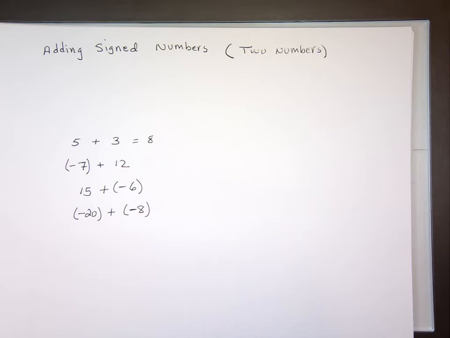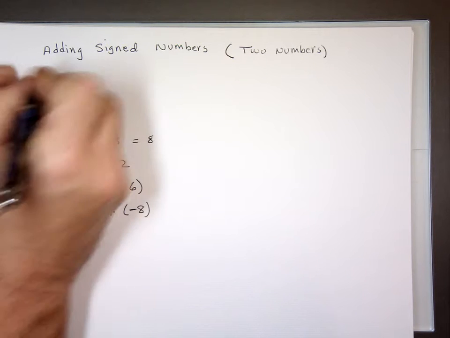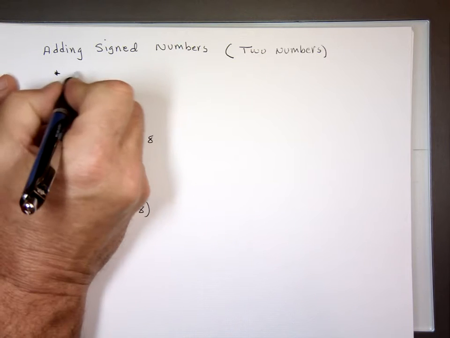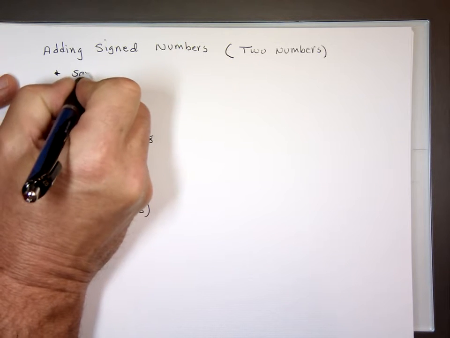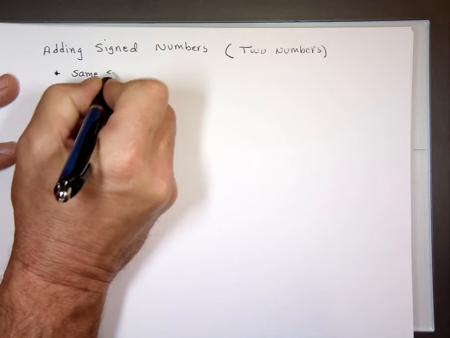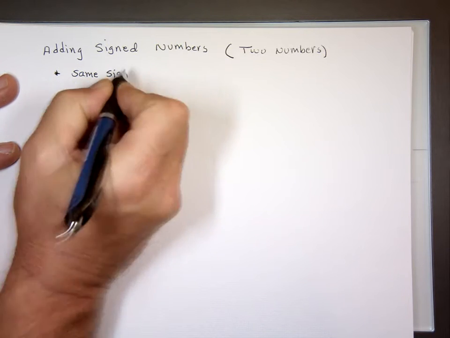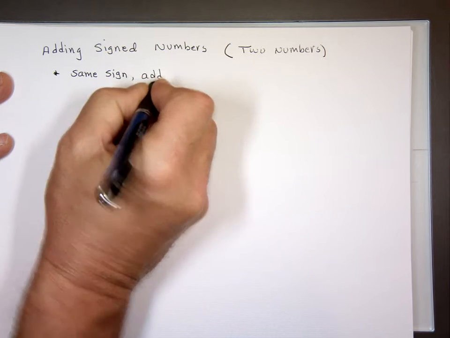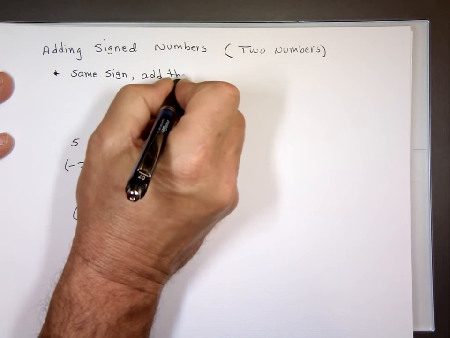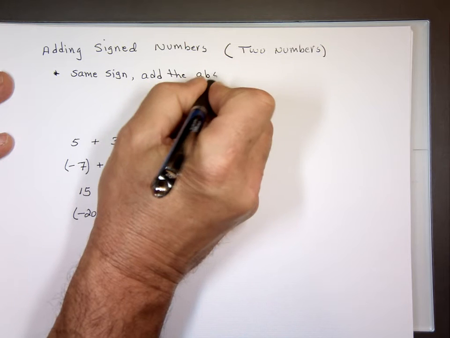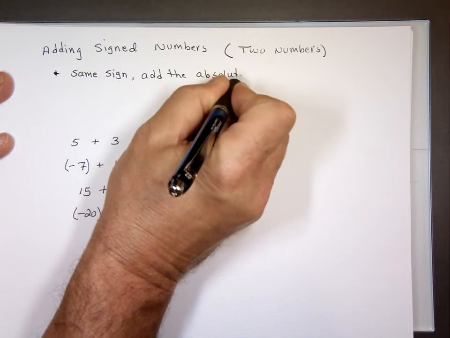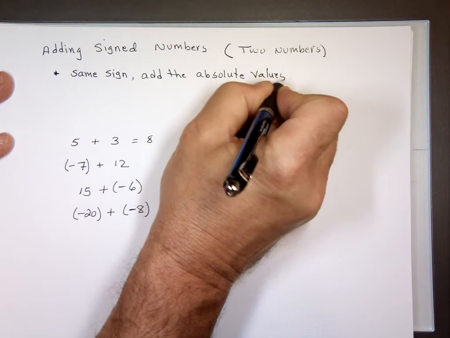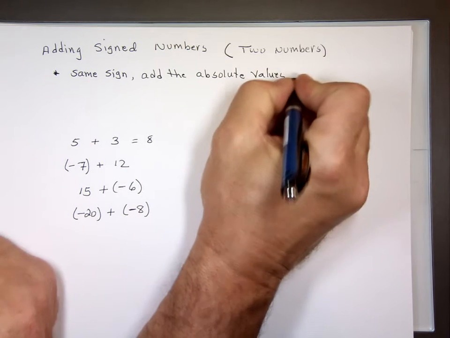So what's the rule for adding two numbers? Here's the first rule. If the numbers have the same sign, so if they have the same sign, I'm not going to write the whole thing. What do we do? We add the absolute value and keep the sign.